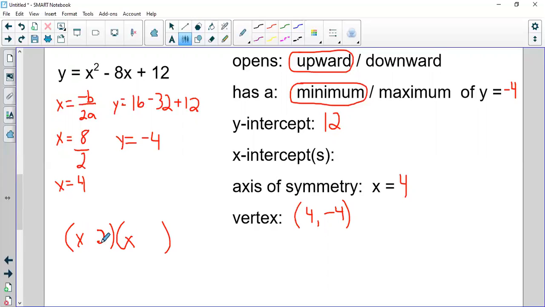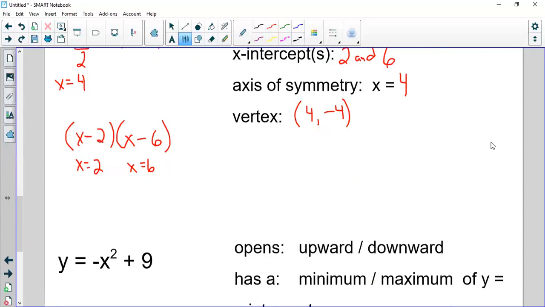I said my two factors were 2 and 6. Both of my signs are the same. They're both negatives. And then I'll solve each parentheses using that zero product property. If x minus 2 is 0, x equals 2. And if x minus 6 is 0, x equals 6. So my two x-intercepts are 2 and 6.